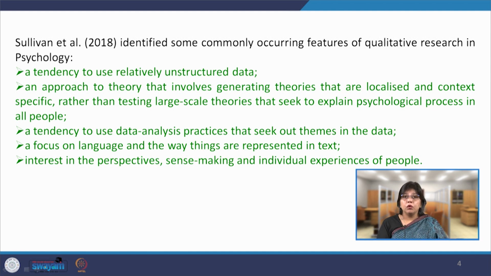Other is an approach to theory that involves generating theories that are localized and context specific rather than telling large scale theories that seek to explain psychological process in all people. Again, it is about generalizing a particular concept or particular pattern of behavior within a group itself, that what kind of behavior dominates in any particular social group or community, rather than quantifying or trying to prove any hypothesis. Rather, hypothesis is being generated once we have the unstructured data in our hands based on the experiences.